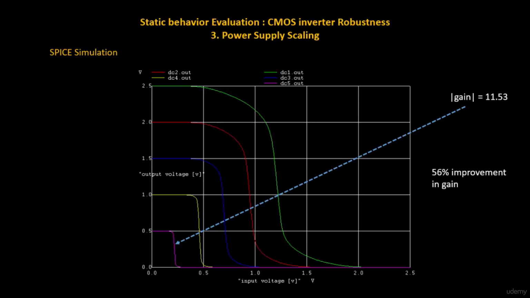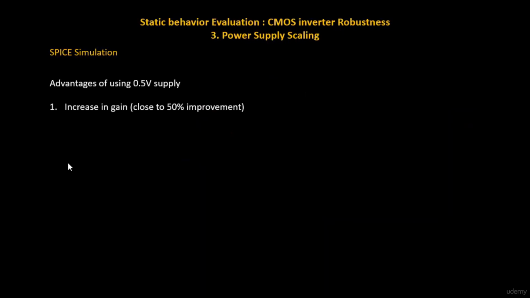There are definitely some advantages to using a CMOS inverter by lowering the supply voltage rather than using a higher supply voltage, but there are again disadvantages as well in using this particular curve rather than this one. So we'll first note down the advantages of using 0.5 supply volts, and you see an increase in the gain, close to 50% improvement.